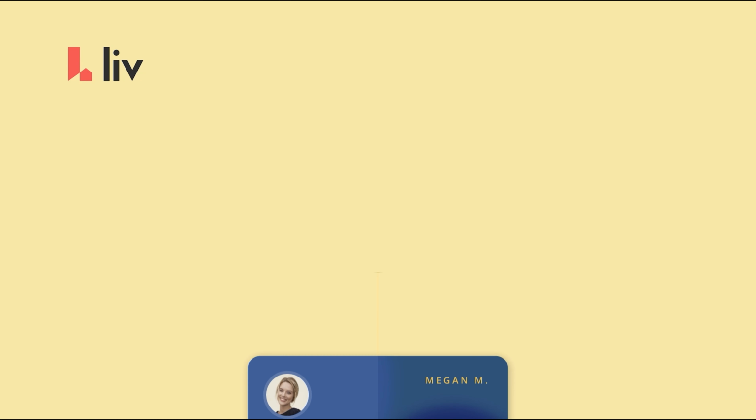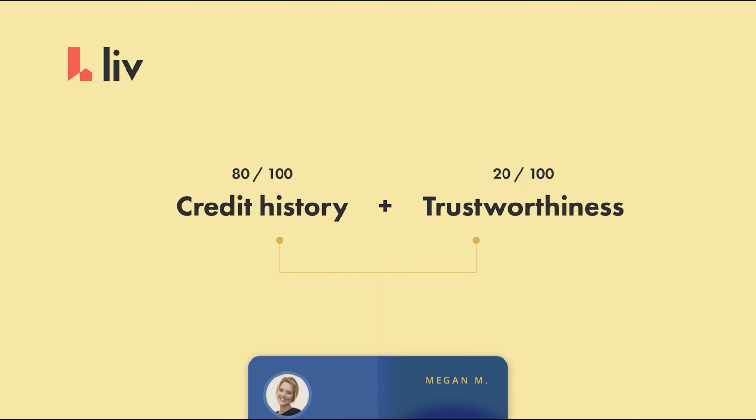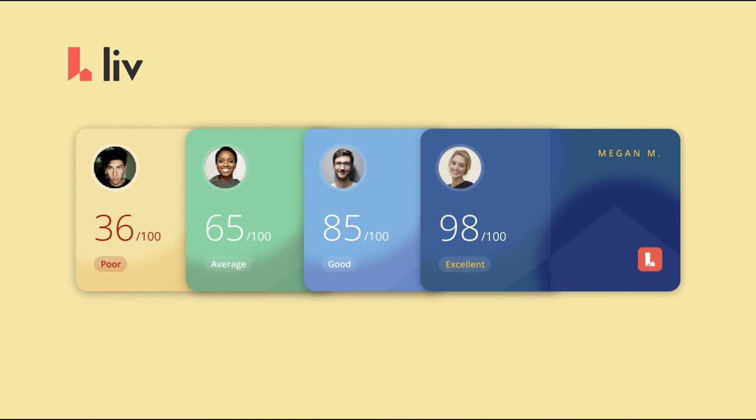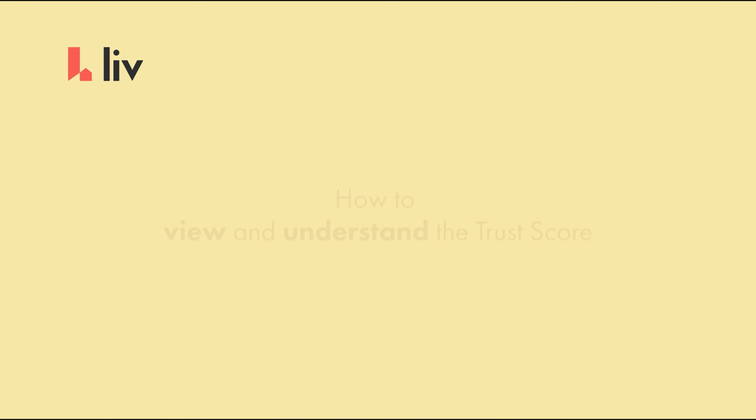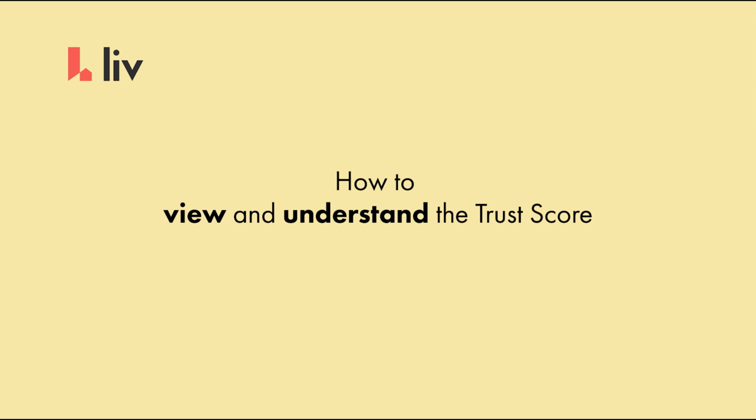Using a powerful AI algorithm, the Trust Score combines these two factors to assign a score out of 100, as well as a rating: poor, average, very good, or excellent. In this how-to video, we'll be showing you how to access and complete your Trust Score, what goes into calculating it, as well as giving you some of our top tips to help make sure your score tells landlords everything they need to know. Let's get started.